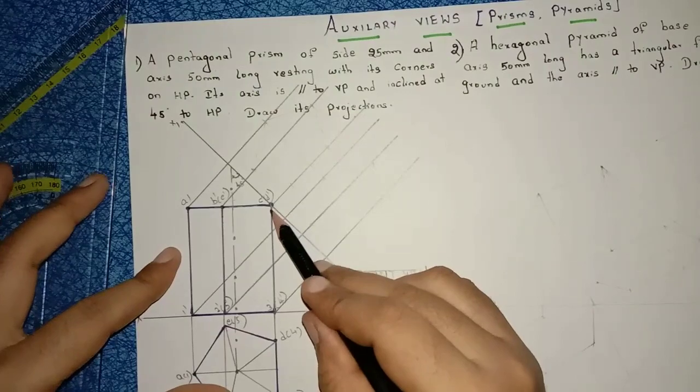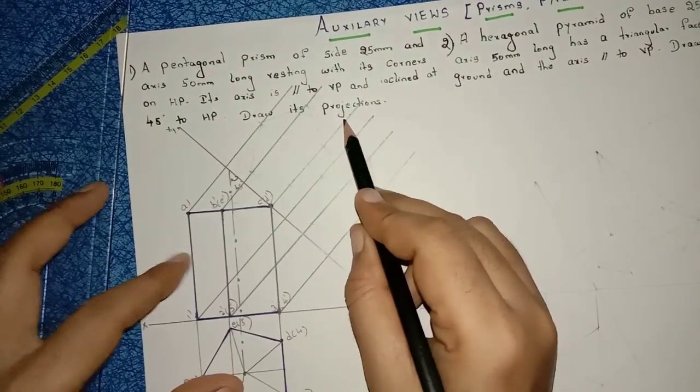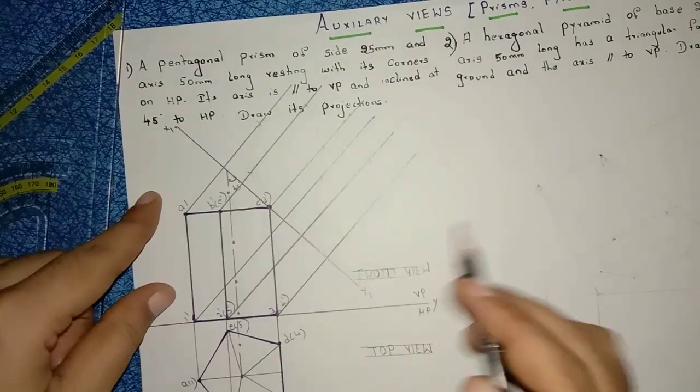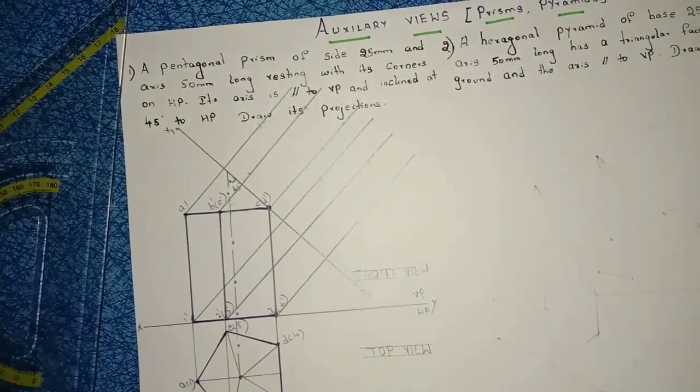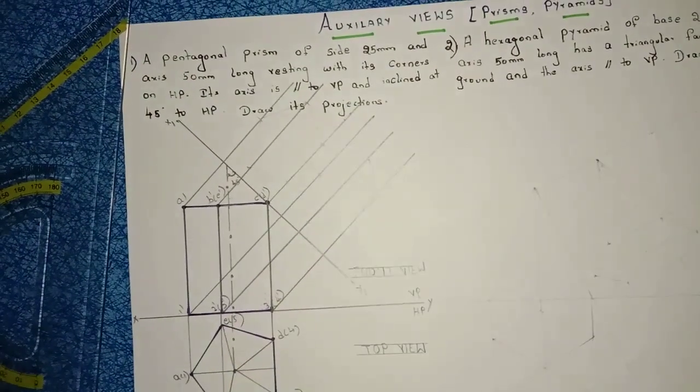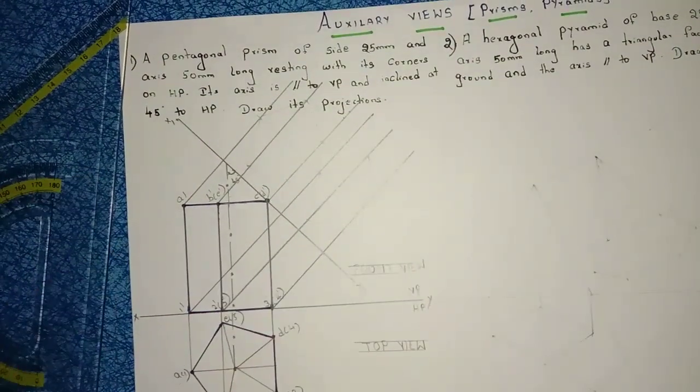See, first we have drawn this one at 90 degrees. Right, after that, with respect to this line, from every point we have drawn the parallel lines. Right, now we know how to construct the pentagon here. So let us see.